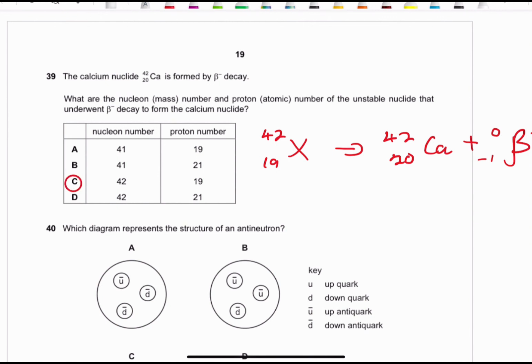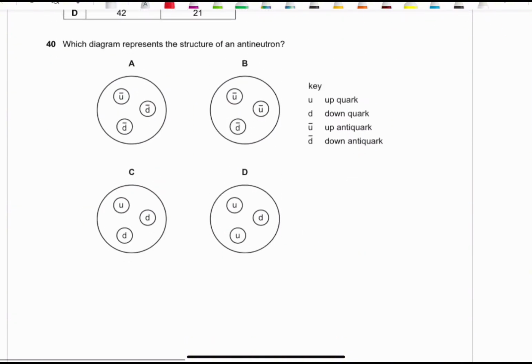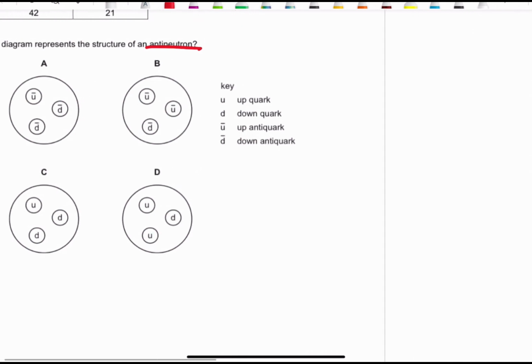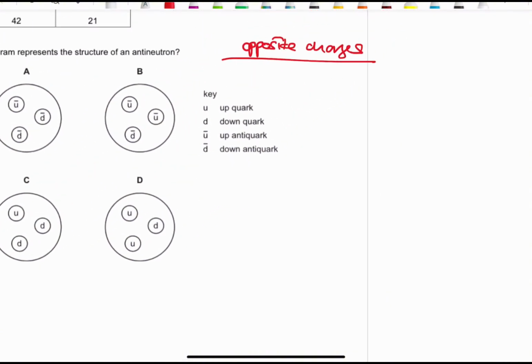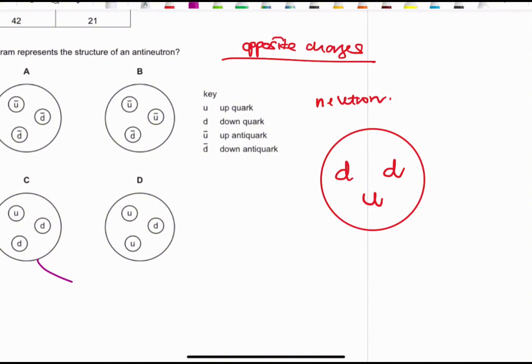Very important for you to be thinking of that. Which diagram represents the structure of an anti-neutron? So antimatter is basically the same as matter, but just has opposite charges. What's different is just the charge. So how do you go about this? Let's draw the neutron first. A neutron consists of a down quark and an up quark. So it's basically this, right?